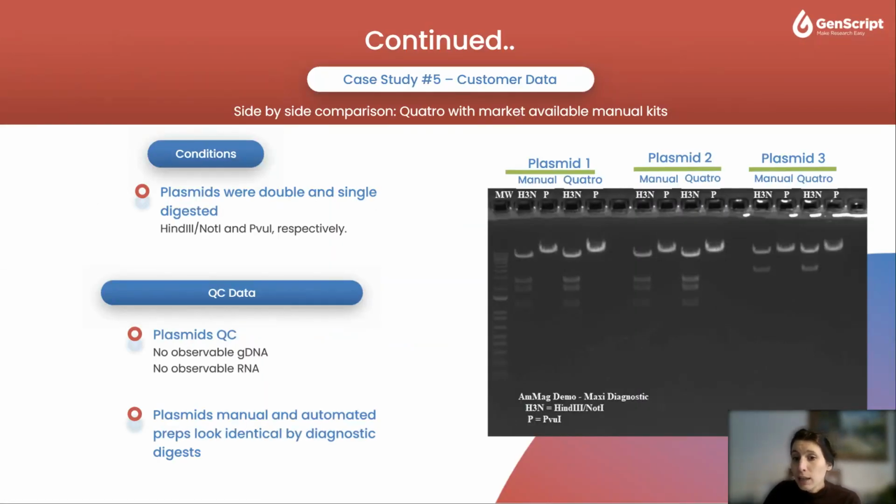After that, the client did a digest to check the actual plasmids, and you can see that there was no observable genomic DNA, no observable RNA, and the preps looked identical for the manual versus the AmMagQuattro.